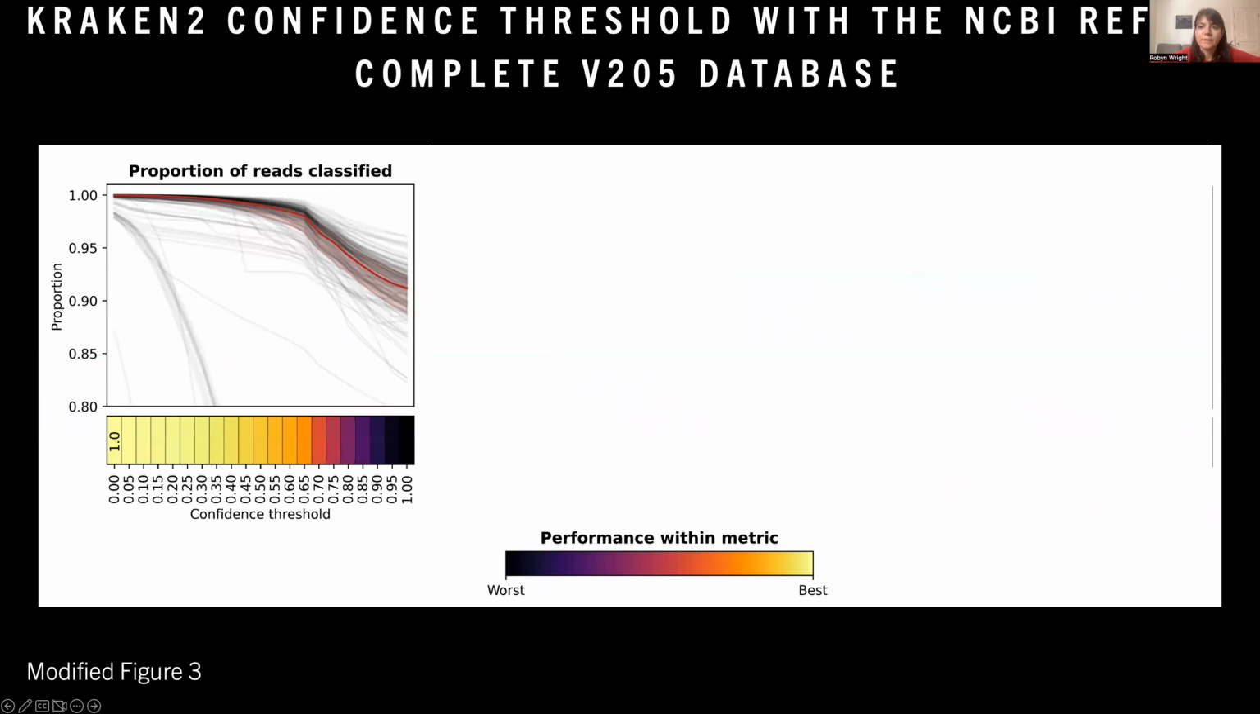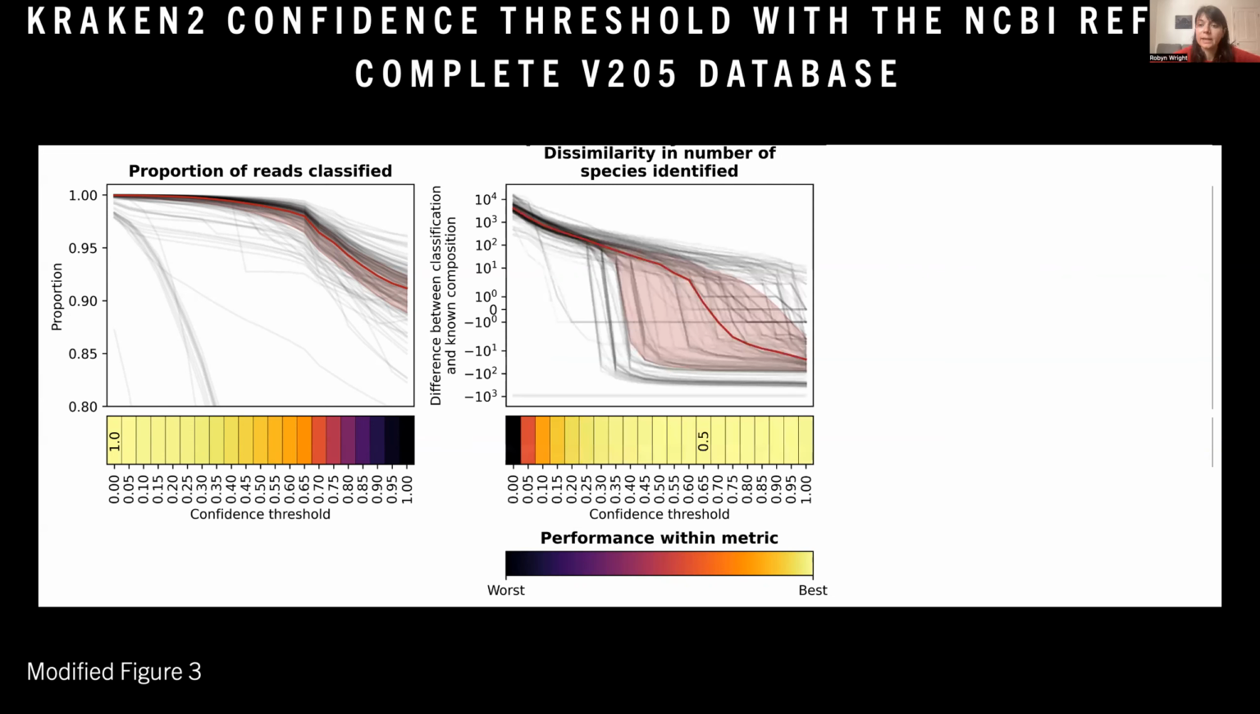So then we started to look at the effect of changing some of the parameters within Kraken 2. Here we did look at some other parameters as well, but they didn't make too much of a difference. So we focused on the confidence threshold. And here I'm focusing only on the RefSeq complete database because it covered the largest proportion of taxa. So first of all, as we increase the confidence threshold on the x-axis, we see that, unsurprisingly, the proportion of reads within samples that could be classified decreases. And here the grey lines are each individual sample, and the red line and shaded area is the median and upper and lower quartiles.